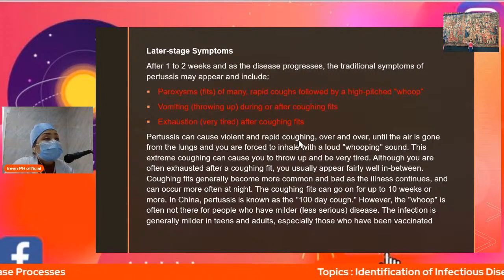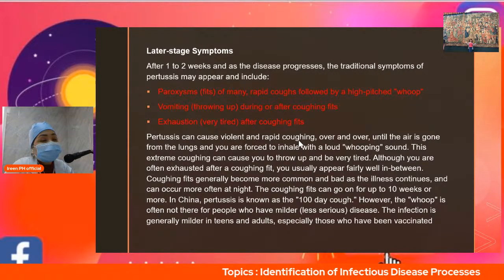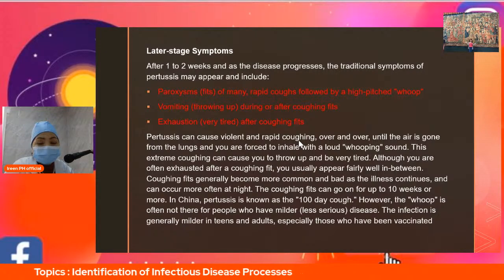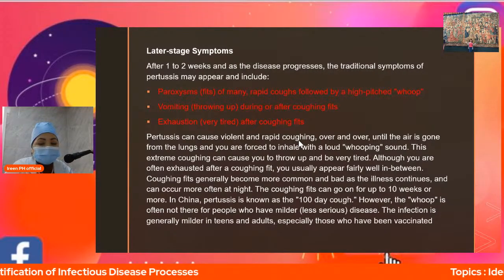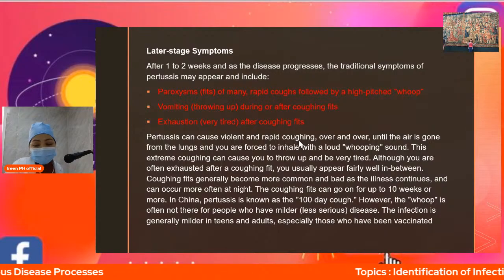So it's important you are vaccinated. The infection is generally milder in teens and adults, especially those who have been vaccinated.